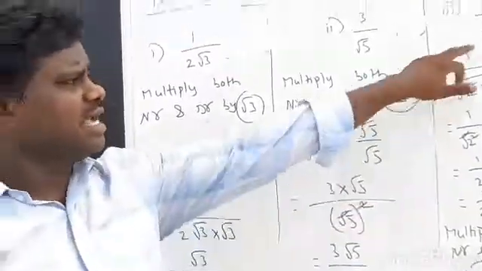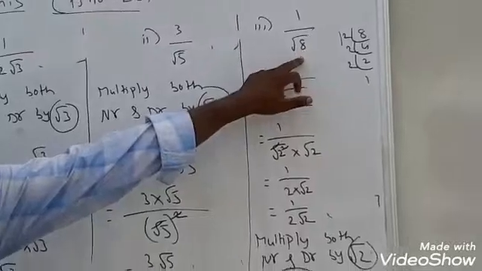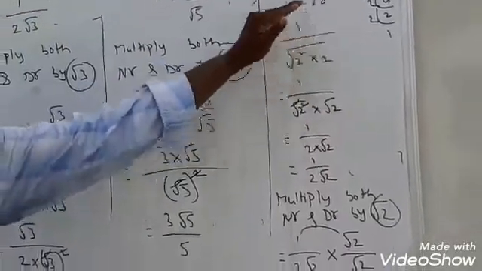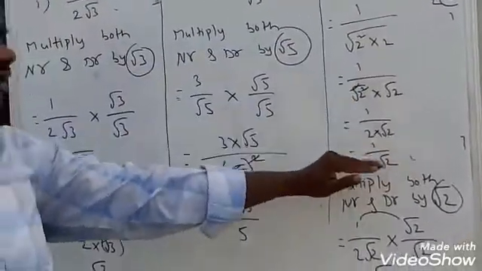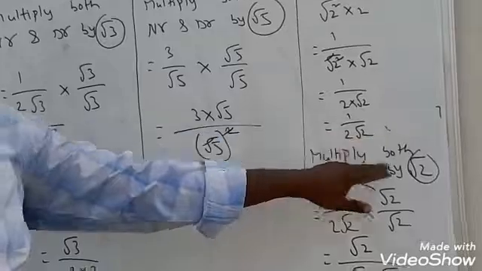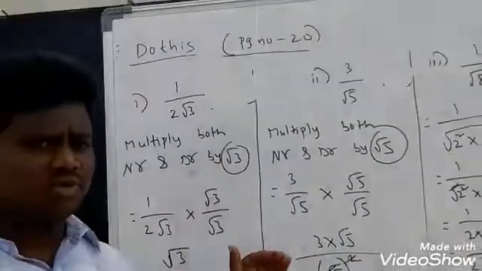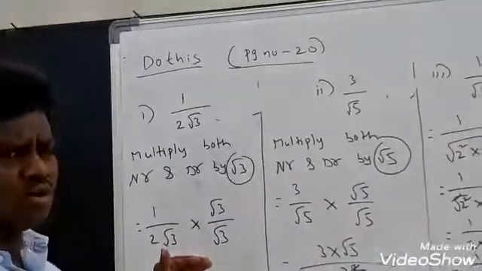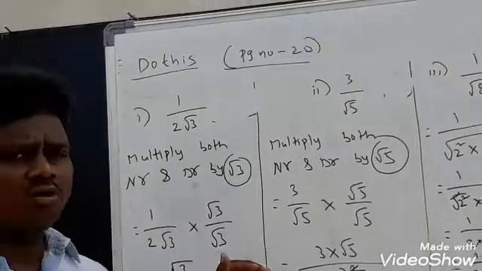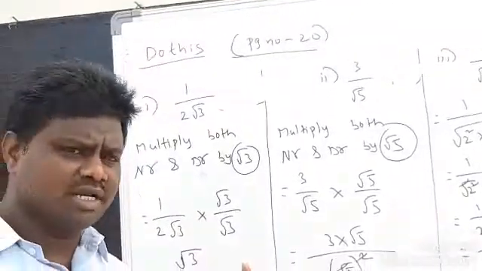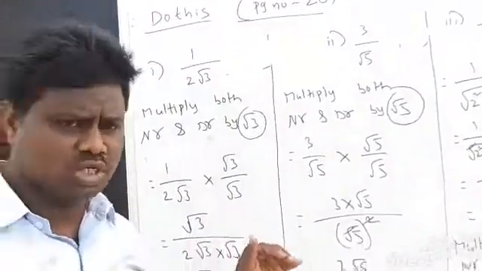But like that, root 8 means 8 is not a prime number. So we have to do simplification. After doing simplification, automatically you get the rationalizing factor. So in today's class I explained about the rationalizing factor, children. Tomorrow I will explain how to rationalize the denominator which contains two terms. Okay.